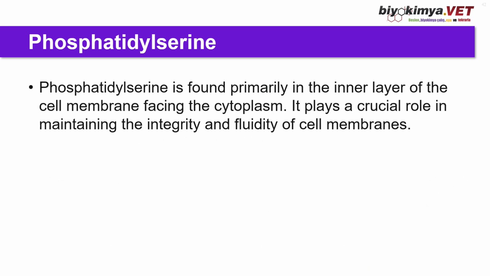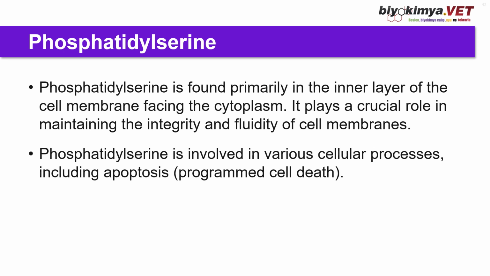Phosphatidylserine is found primarily in the inner layer of the cell membrane facing the cytoplasm. It plays a crucial role in maintaining the integrity and fluidity of cell membranes. Phosphatidylserine is involved in various cellular processes including apoptosis, which is defined as programmed cell death. And during apoptosis, phosphatidylserine is exposed on the outer surface of the cell membrane and signals immune cells to engulf and remove the dying cell.